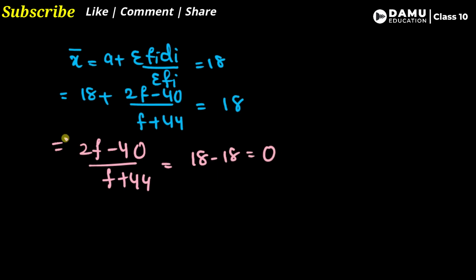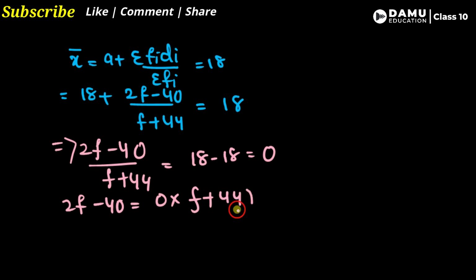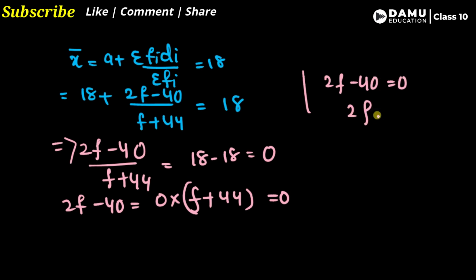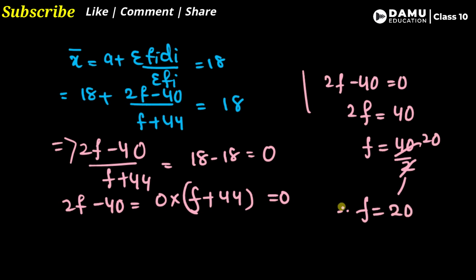Now let's find it: 2f minus 40 will be equal to 0 into f plus 44, that is 0. That means 2f minus 40 is equal to 0, then 2f is equal to 40, then f is equal to 40 by 2, 2 20s are 40. So what is the frequency finally? It is 20. The missing frequency f is equal to 20.